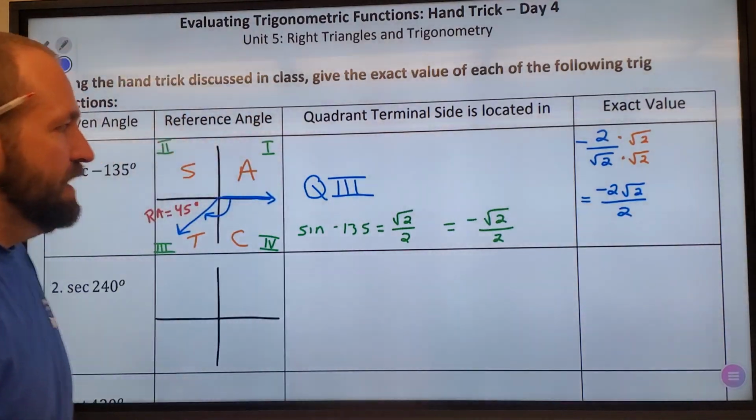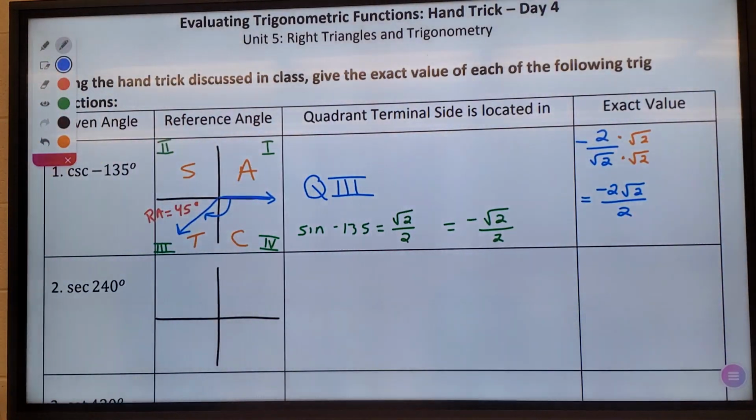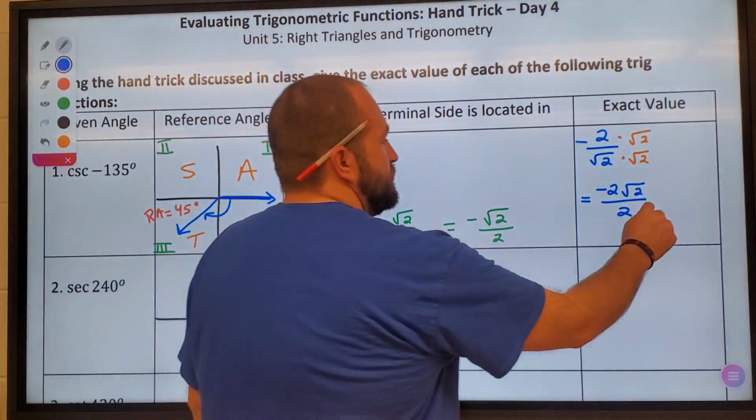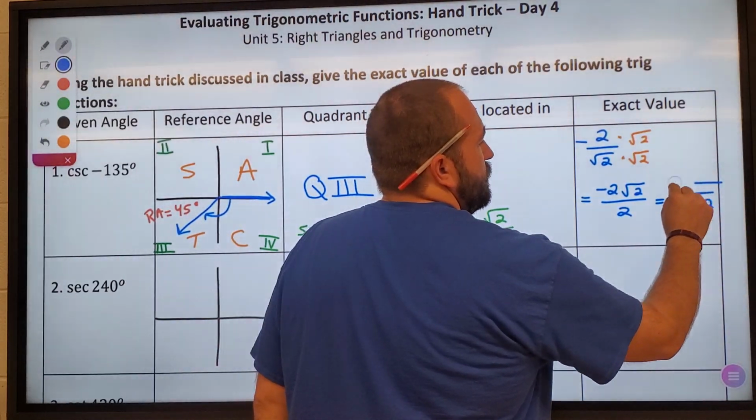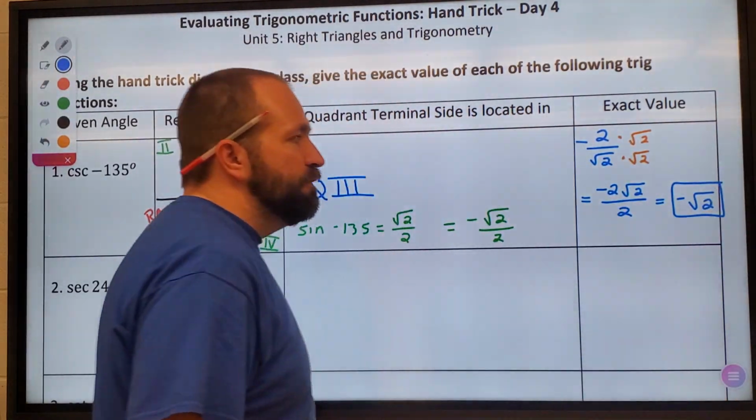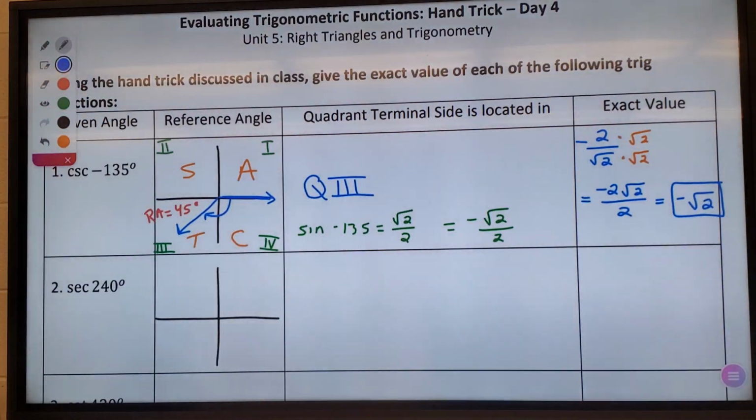And then you should notice here that we have a 2 on top and a 2 on the bottom that are not under a square root. So I can simplify that now. So this becomes negative square root of 2. Okay, and that's my answer for the first question on day 4.